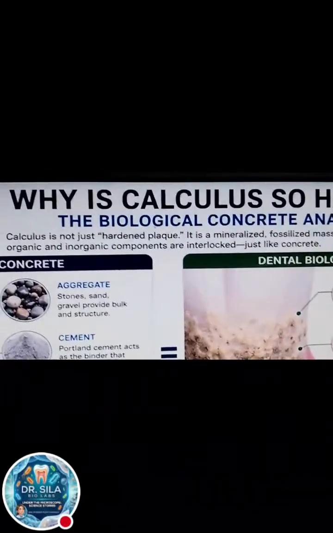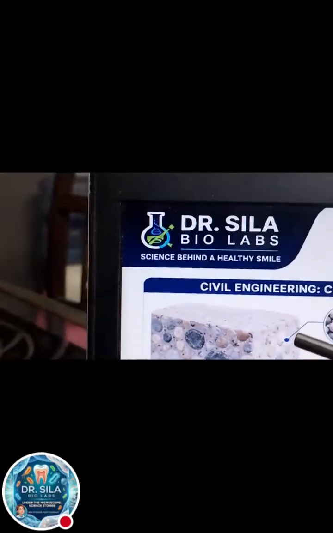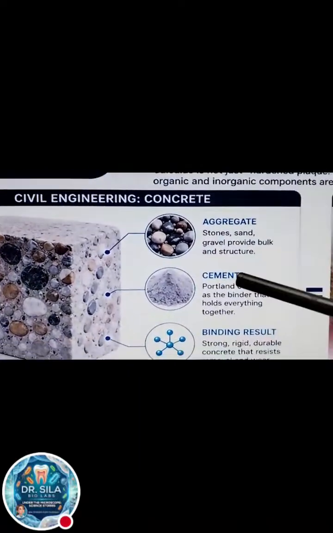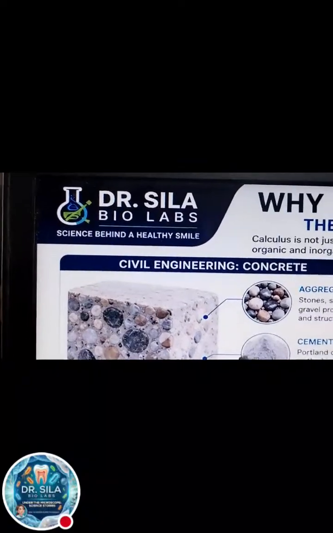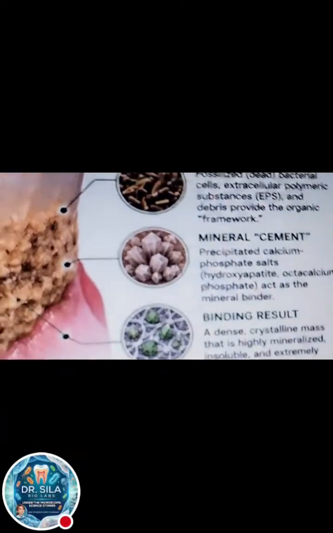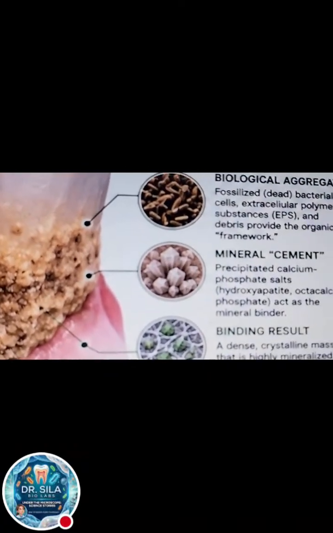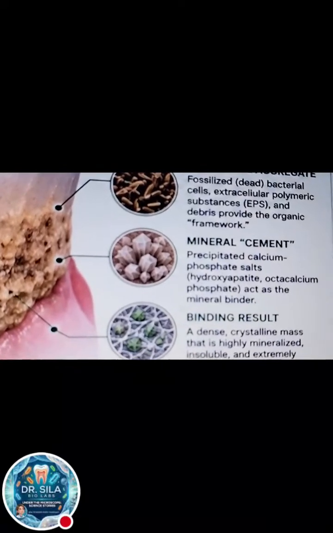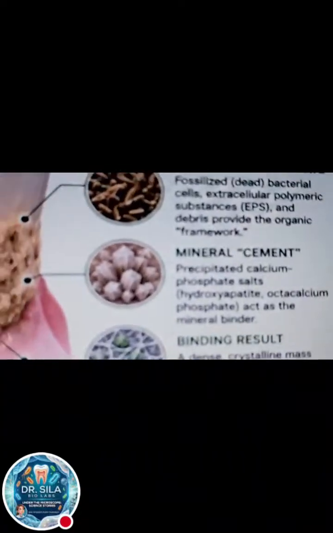Now, why is the calculus so hard? The biological concrete analogy. Civil engineering concrete: aggregate, cement, binding result, right? This is the concrete in civil engineering. Actually, calculus is not just hardened plaque. It is a mineralized, fossilized mass where organic and inorganic components are interlocked, just like concrete.